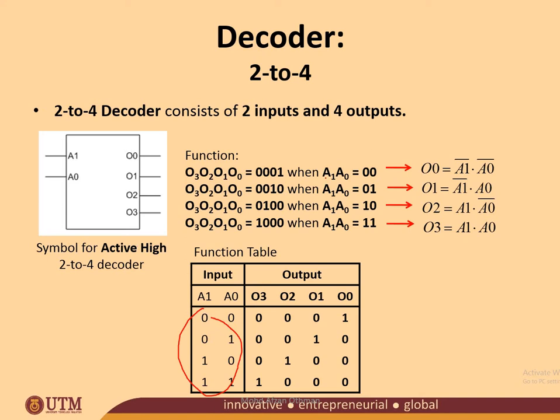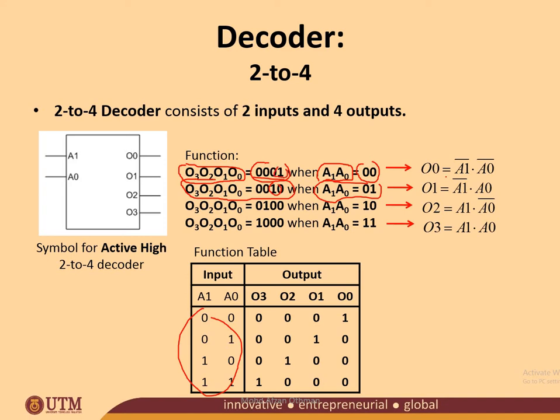For example, if you select A1 and A0 equal to 0, 0, what will be your output? You can see here that O3, O2, O1, and O0 are your possible output combinations. If A1 A0 is 0 0, then your output will be 0, 0, 0, 1. Similarly, if A1 A0 is 0, 1, then you will have your 1 here.